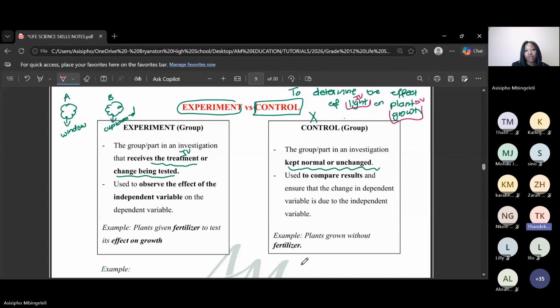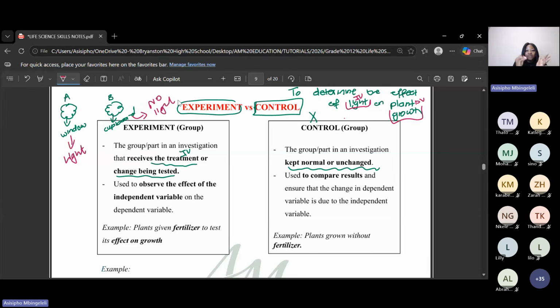Fertilizer. Light. So the fertilizer is a different example, light. Okay, so the plant that was next to the window received light, and the plant that was inside the cupboard did not receive light. Now listen to this.